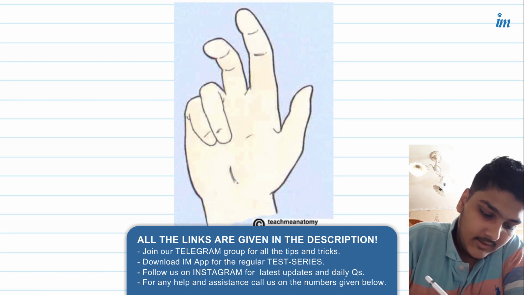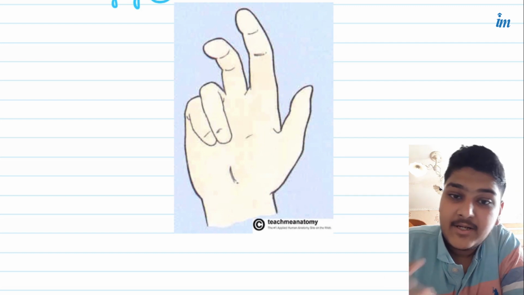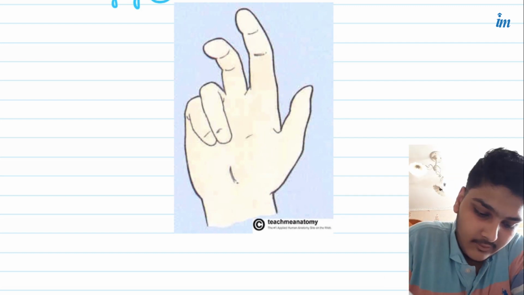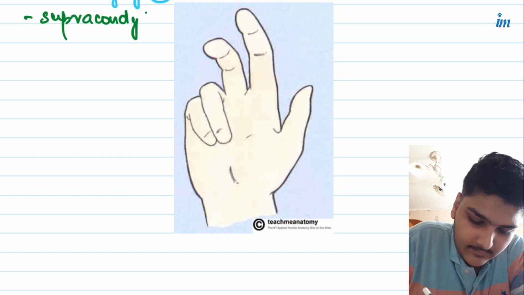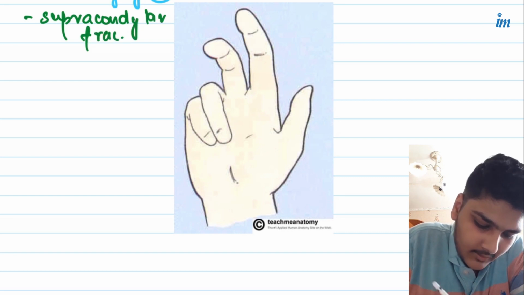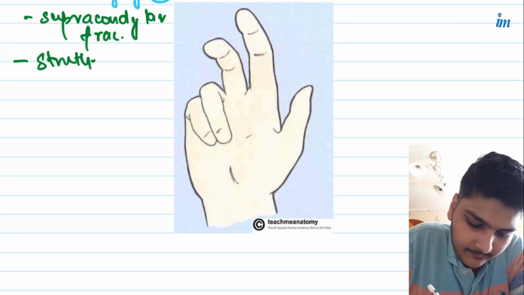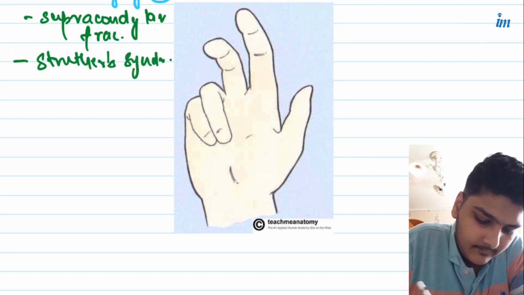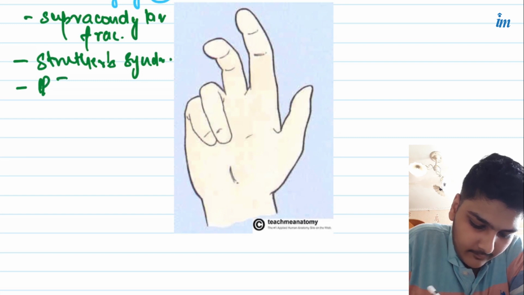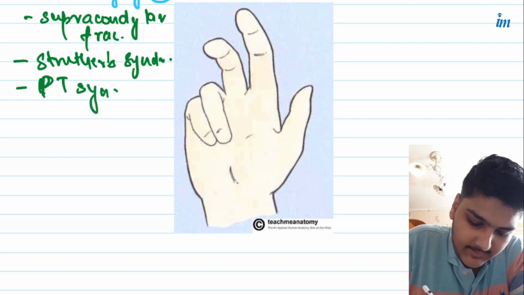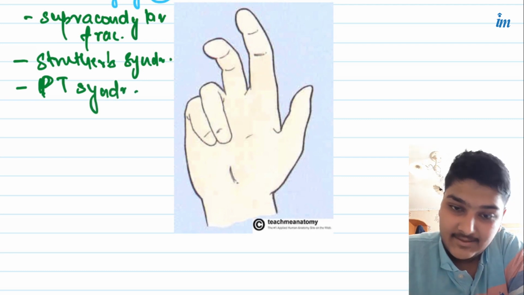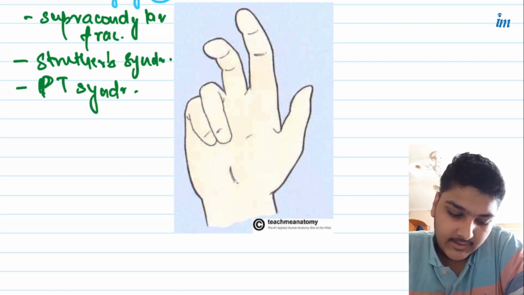Okay, so this is all about the injury at A, that is upper median nerve injury, which may be due to a supracondylar fracture, or there may be Struthers syndrome. There will be pronator teres syndrome. What is pronator teres syndrome? Since the median nerve crosses the two heads of pronator teres, it may be compressed in between the two and cause certain manifestations. So that is known as pronator teres syndrome.